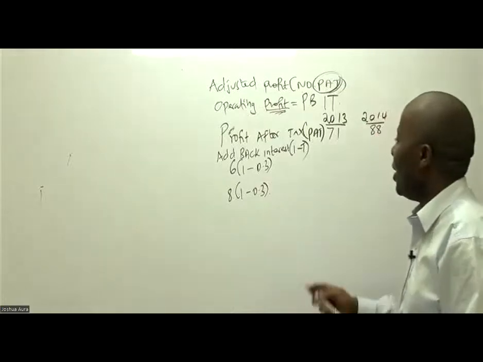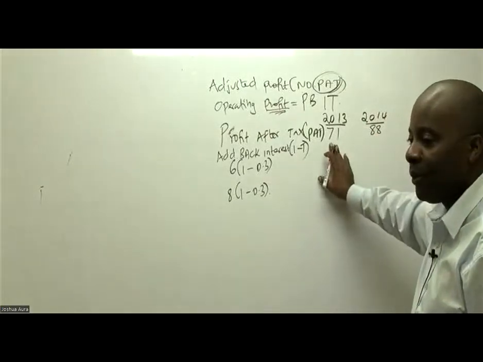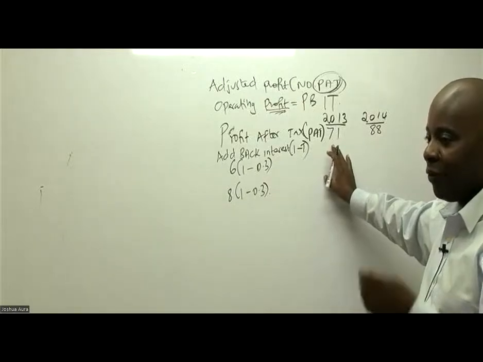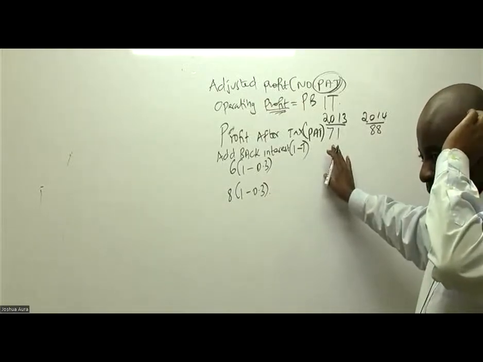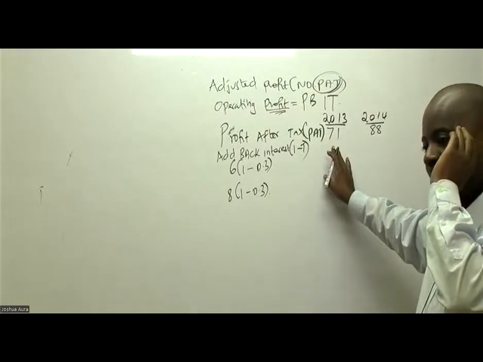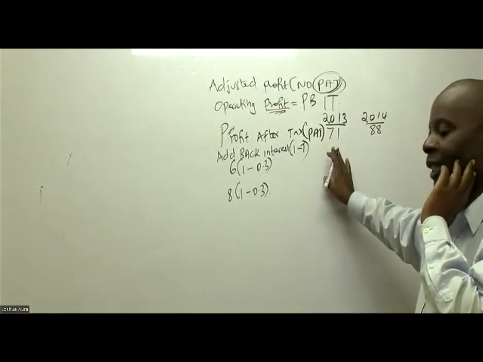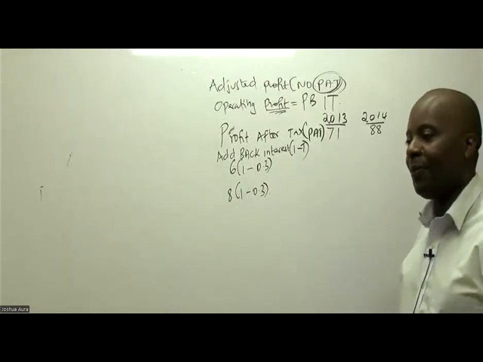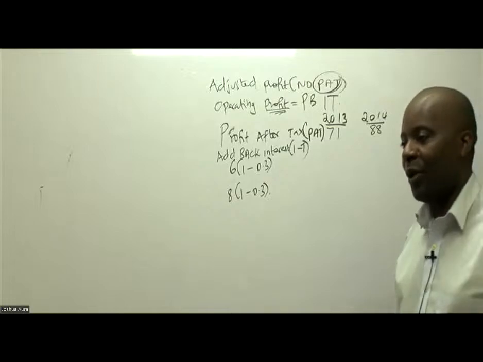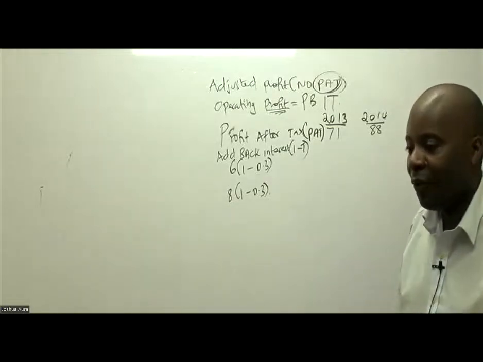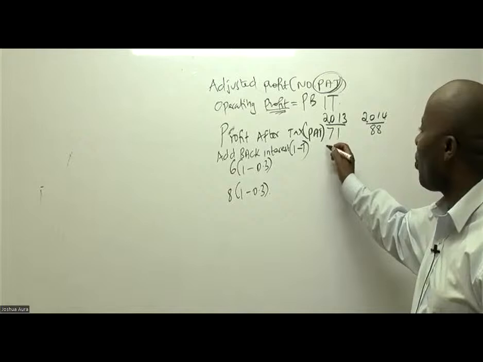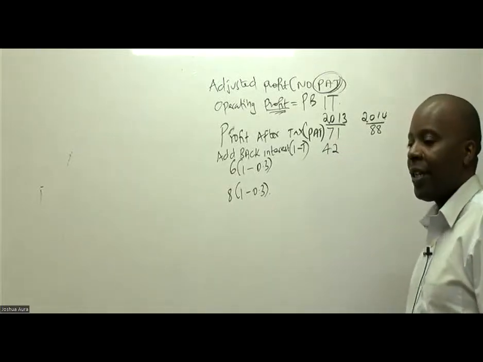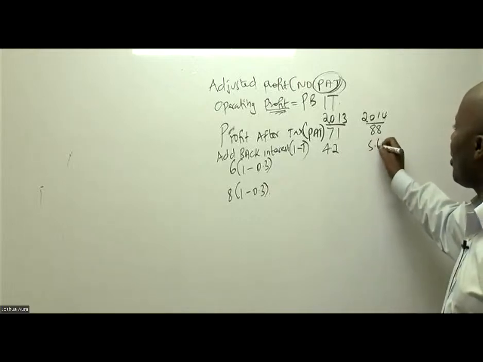So could you kindly give me these figures? Somebody had given them to me. 2013, what do we have? Somebody talk to me. 4.2. So this is 4.2. And then 2014 is 8 times 0.7, 5.6. Thank you so much.